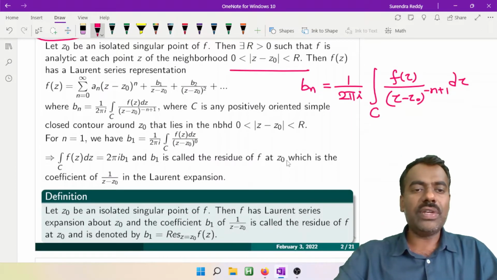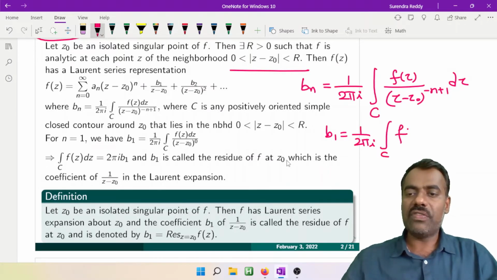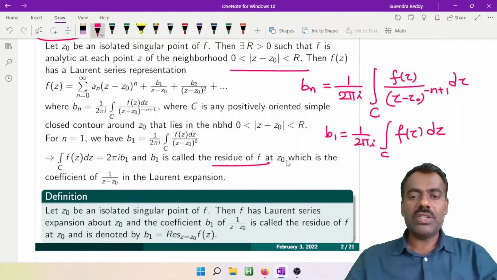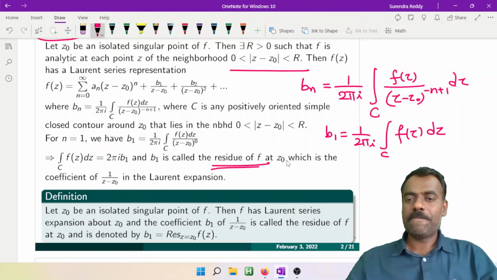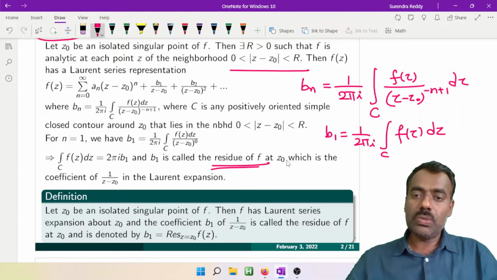So in particular, if you take b1, this b1 is nothing but 1 by 2 pi i times the integration of f of z dz, since minus 1 plus 1 is 0 and this power is 1. This b1 is called the residue of f at z0. Using this formula we can calculate b1, or we can use residues to calculate the integration.